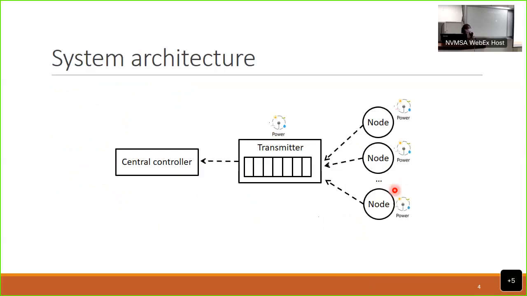This is the simplified system architecture in our work. As I mentioned previously, there are several nodes, and they are self-powered. They can harvest energy from the environment. And there is a transmitter between the nodes and the central controller. This transmitter is also a self-powered device. Because this transmitter has to determine which data should be sent to the central controller, it equips a non-volatile random access memory-based buffer for temporarily storing the received data. So this is our system architecture. And in this work, we will discuss how to minimize the age of information in such a system.